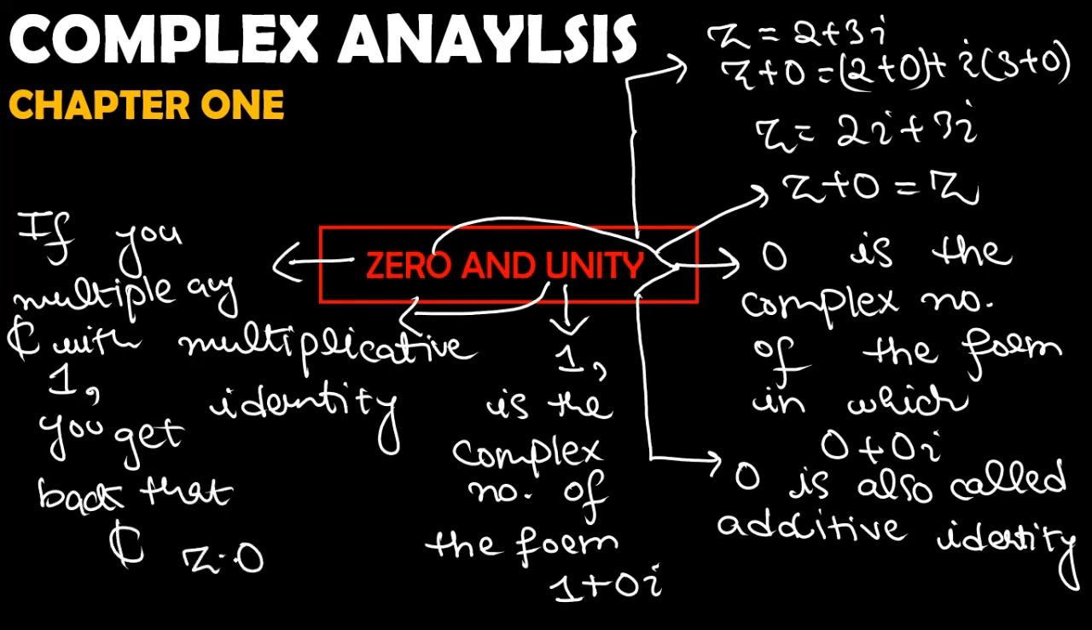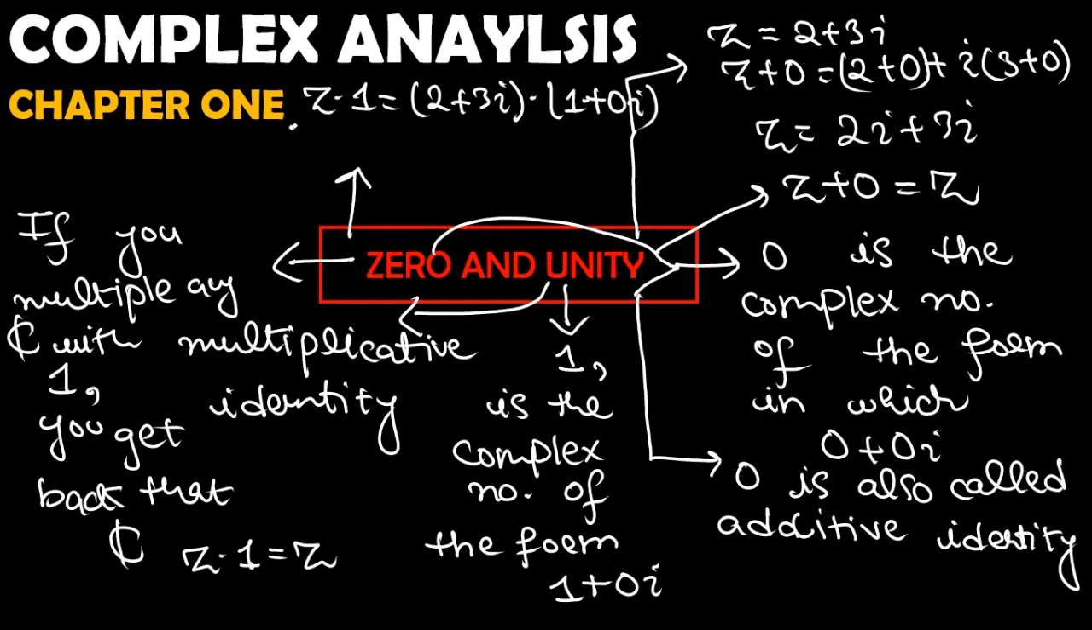For example, if I have this complex number 2 plus 3 iota and multiply it by 1, then I have to multiply 2 plus 3 iota into 1 plus 0 iota. So how can I multiply them? Distribute 2 into 1 plus 0 iota, then 3 iota into 1 plus 0 iota. So I will get 2 plus 3 iota, which is back our complex number. So remember that 1 is our multiplicative identity while 0 is our additive identity in complex numbers.